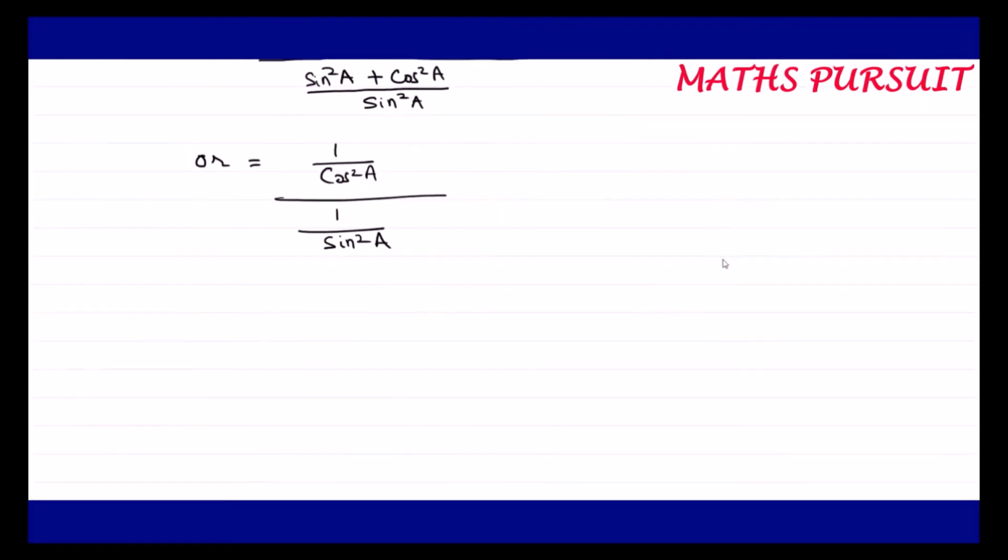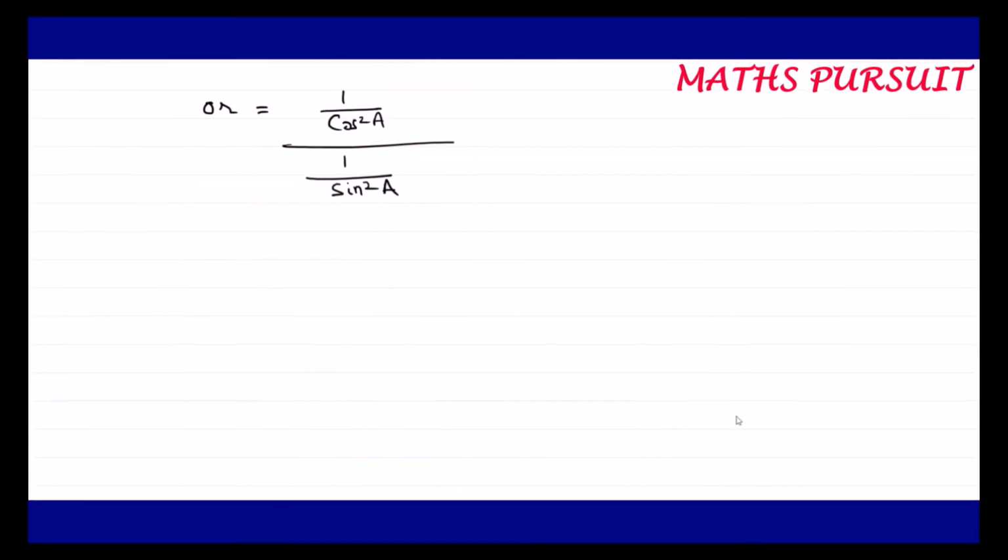After doing that, what I got is 1 upon cos square a divided by 1 upon sine square a. That is equal to 1 upon cos square a into sine square a upon 1. I just moved the denominator part above by multiplying it. Or that is equal to sine square a by cos square a.